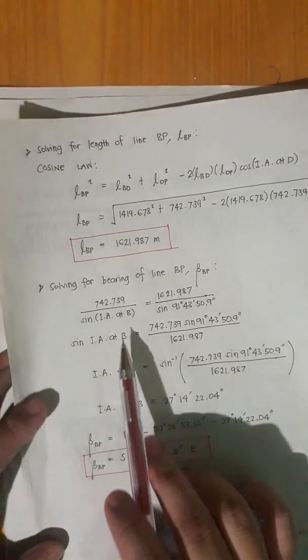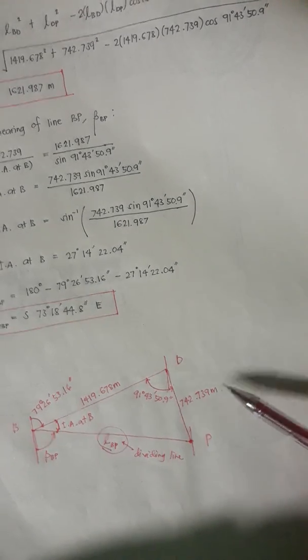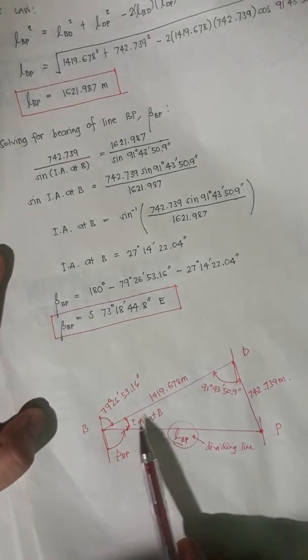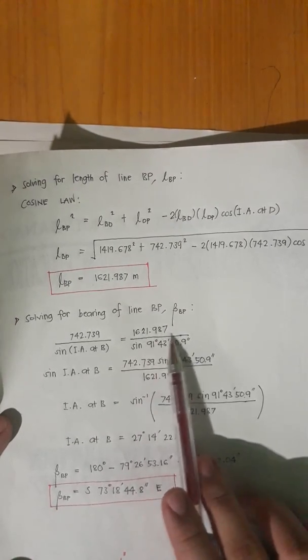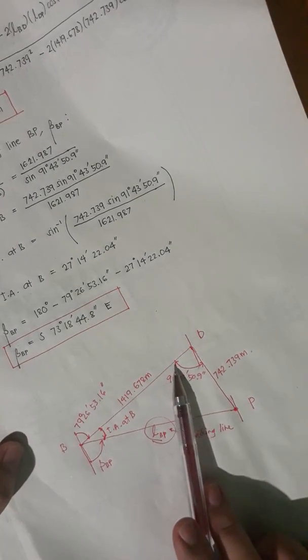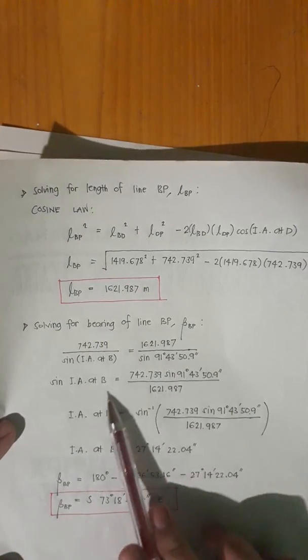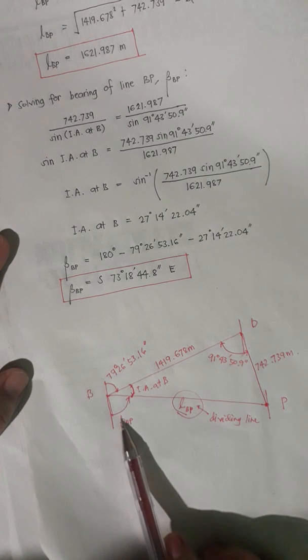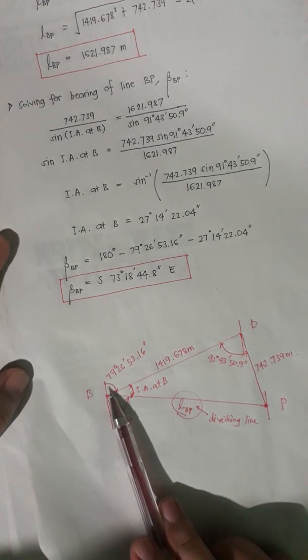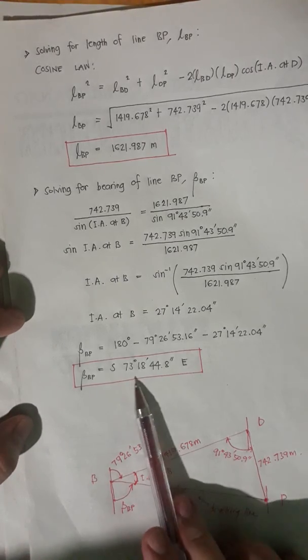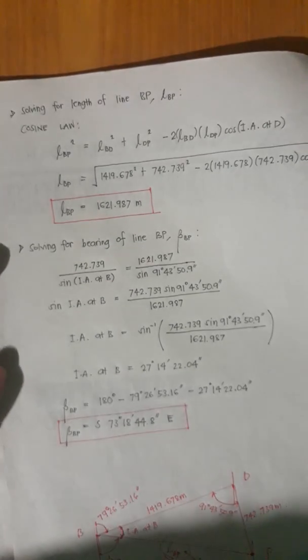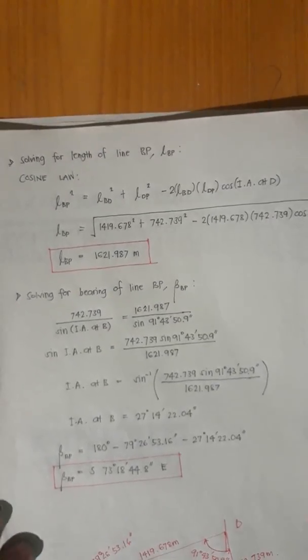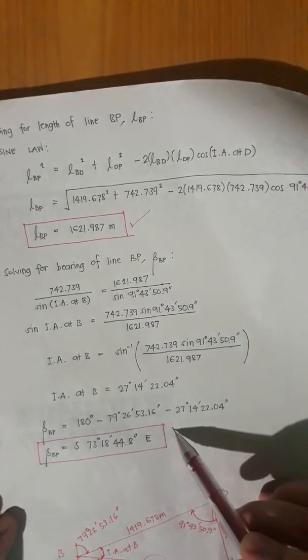So by sine law, we have this length 742.739 over the sine of its opposite angle, which is the interior angle at B, equal to the length of the line BP, which is 1621, over the sine of its opposite angle, which is 91 degrees 43 minutes. So we have the interior angle at B equal to 27 degrees 40 minutes. Therefore, bearing BP is equal to 180 minus this angle minus this angle, and that would be equal to 73 degrees 18 minutes southeast. So this will now be the final answer. Therefore, we already have the length and the direction of the dividing line BP.